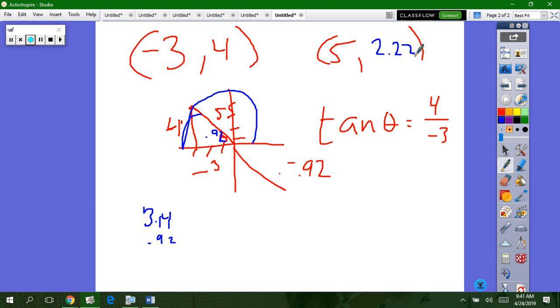Where's that reference angle? Am I in the right quadrant? No. So therefore, if I did the arc cosine of that one, it'd put me right where I need to be. Do the arc cosine of negative 3/5. And I bet it'll give you 2.22-ish.